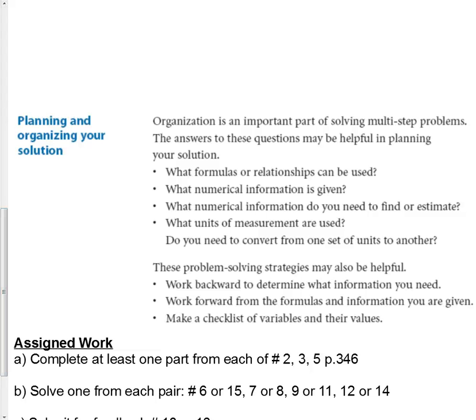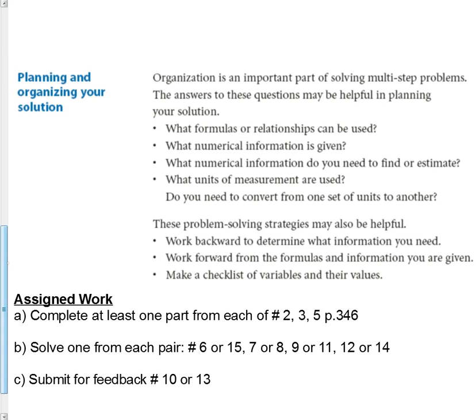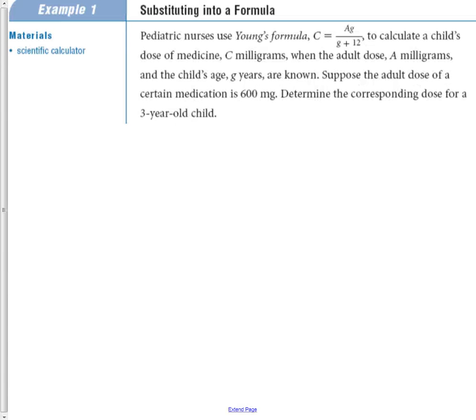And then the assigned work for this section, we'll have you look at some parts from a few questions on page 346. You get to choose from a pair or sets of questions, and then a feedback question from 10 or 13. So I'm just going to go through the examples which are in your textbook as well on pages 343 to 345. I'll just work through the solutions and you can compare to what you see in the textbook.